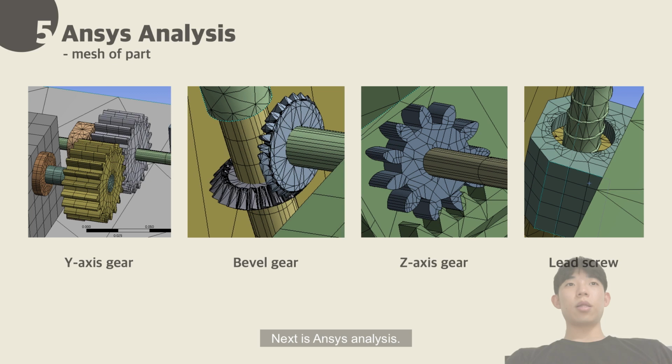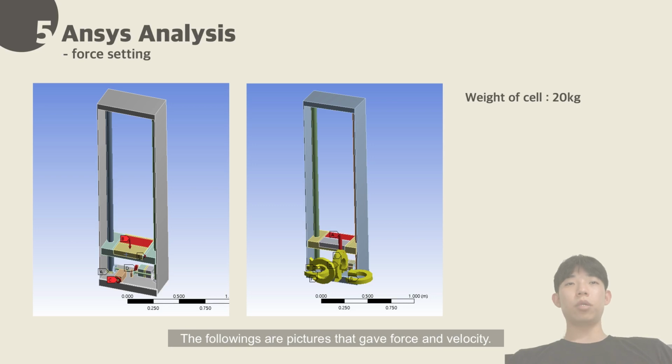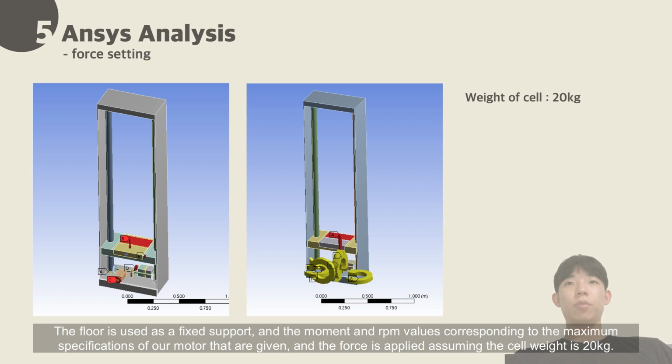The next is ANSYS analysis. The mesh of each important part is as follows. Due to the limitations of computer performance, an error occurred when attempting to mesh finer than that size. The following are pictures that gave force and velocity. The floor is used as fixed support, and the RPM values corresponding to the maximum specifications of our motor are given. And the force is applied assuming the cell weight is 20 kg.